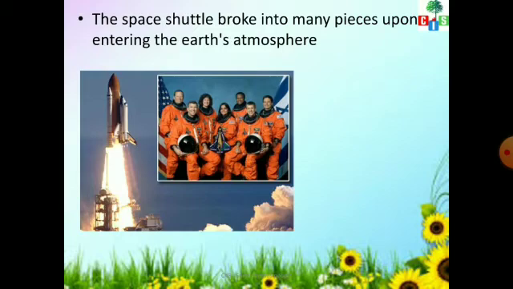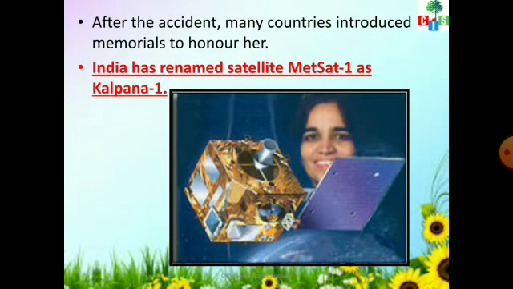Can you see in the picture? These are the crew members of Kalpana Chawla, and when they were entering into the Earth's atmosphere, the space shuttle named Columbia broke down into many pieces. After the accident, many countries introduced memorials to honor her. It means that after the accident, many countries remembered Kalpana Chawla, and to honor her sacrifice, they have made many memorials.